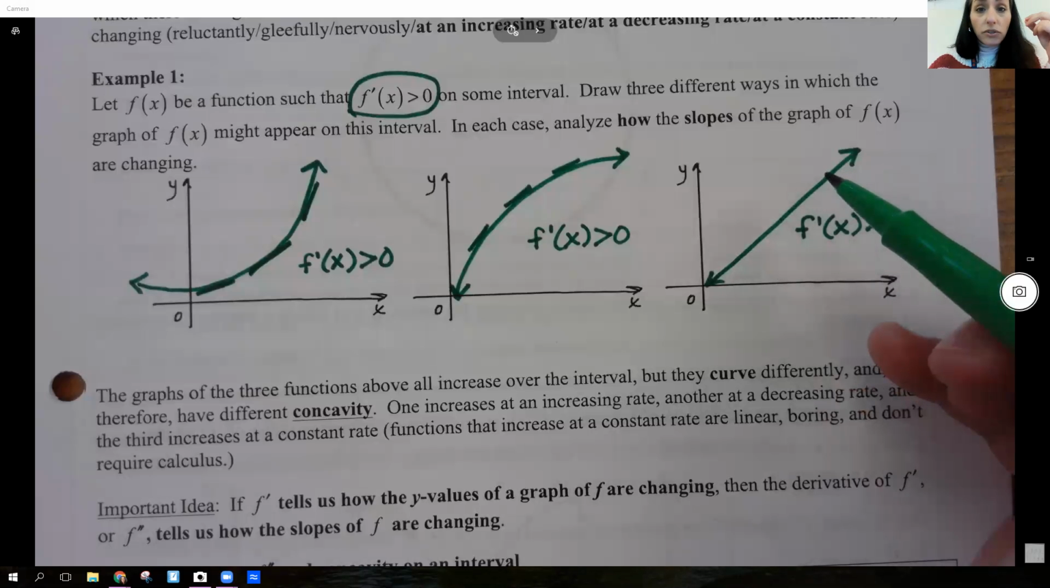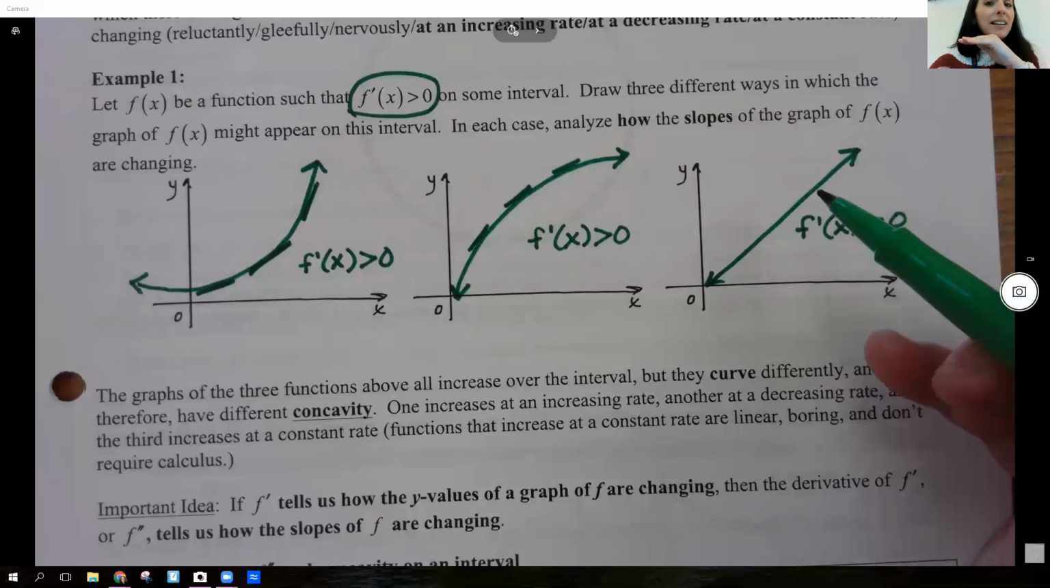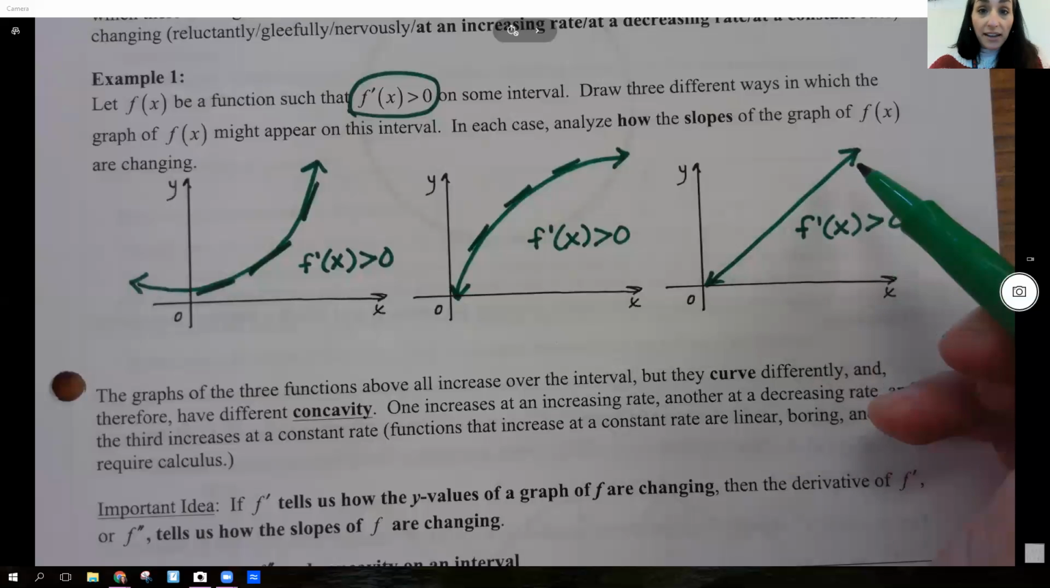Well, the derivative of a constant is 0, right? So that means the second derivative would be 0. So there would be 0 concavity for this, which makes sense, right? A straight line has no curve to it whatsoever. It's just straight. So this is neither concave up nor concave down. It has no concavity because the second derivative equals 0.